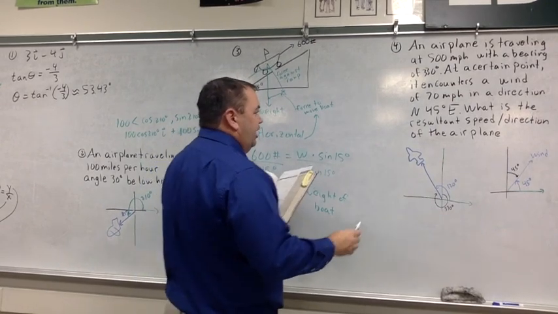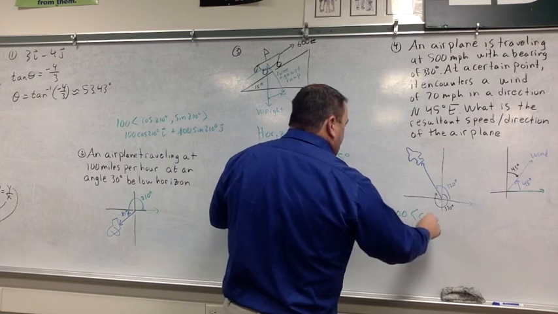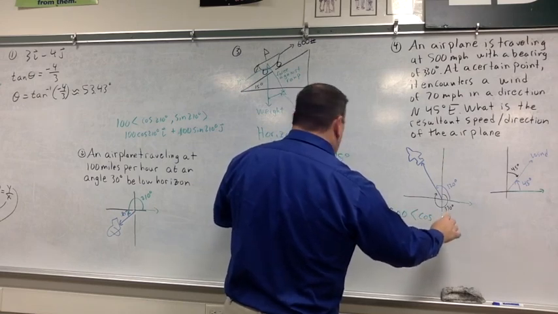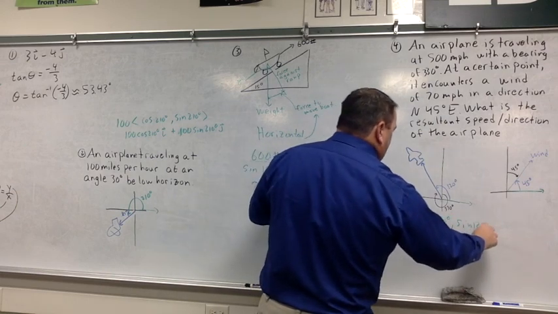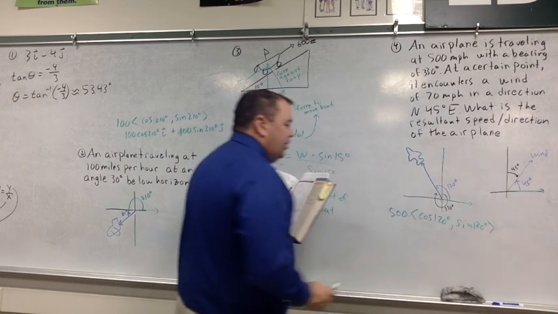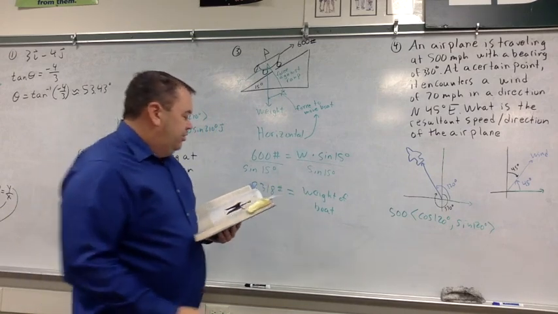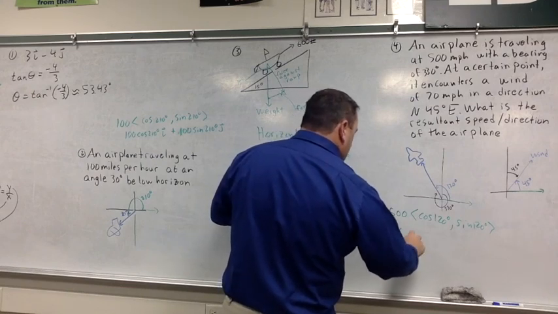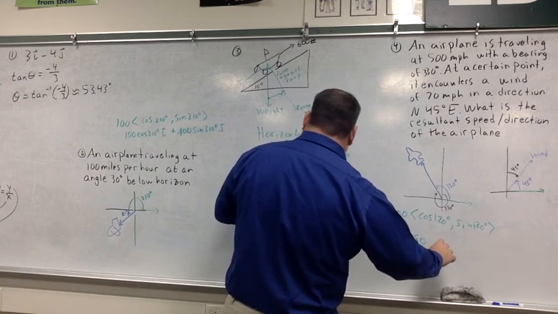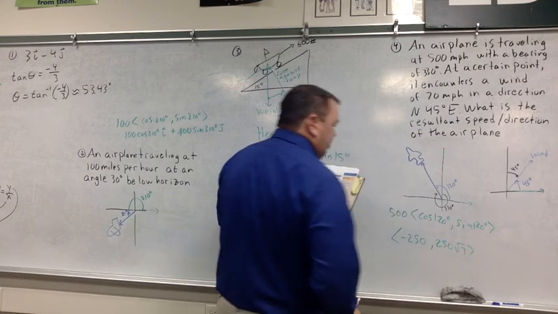First, we'll talk about the plane. The plane's going 500 miles an hour. We know we have the cosine of 120 degrees. We have the sine of 120 degrees. So if we want to talk magnitude, we multiply that in. We're going to get our two parts to this speed. And I'm going to leave the square root of 3 in there.